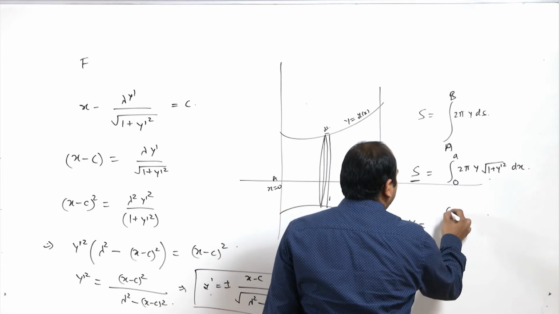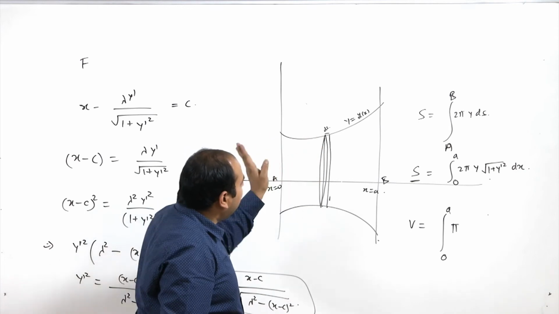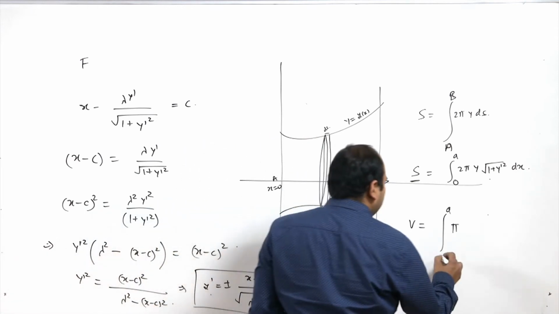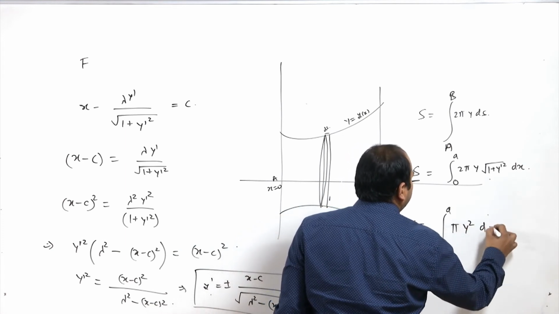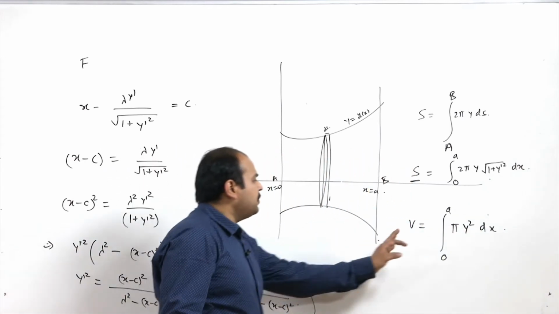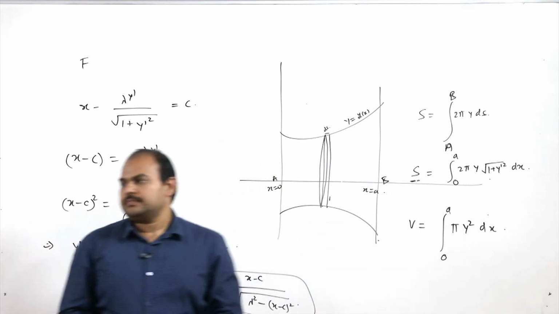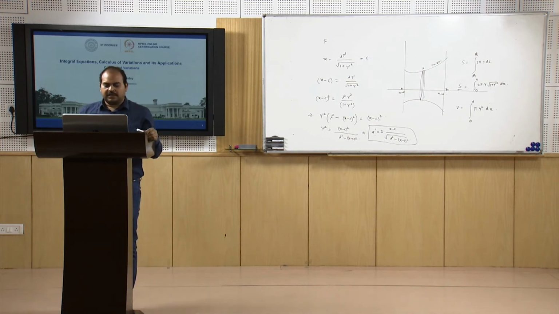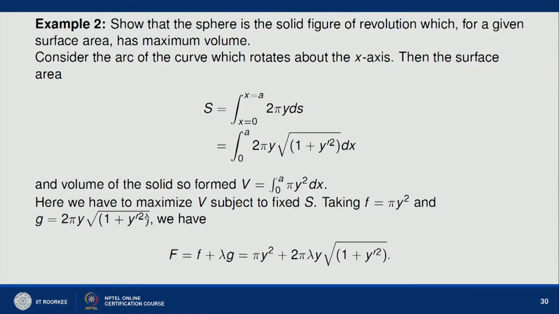So what is that? Here you can find the volume of that shape as pi y square integrated between a to b. So you can say that it is the integral from a to b of pi y square dx. So here we want to maximize the volume, keeping the surface area integral as constant. So here your f is pi y square. So taking f equal to pi y square and g equal to 2 pi y under root 1 plus y dash square, we want to maximize this V, keeping this integral as constant.